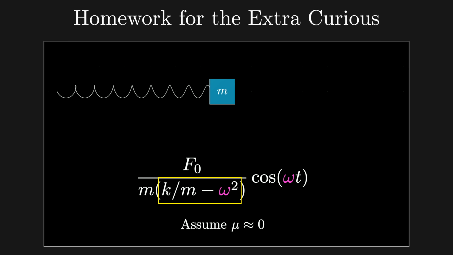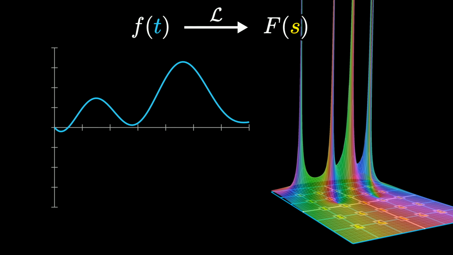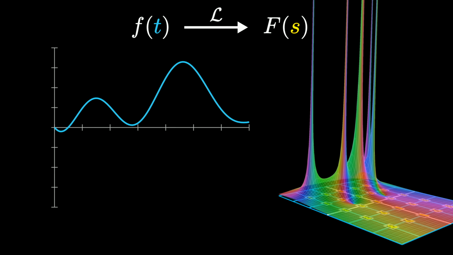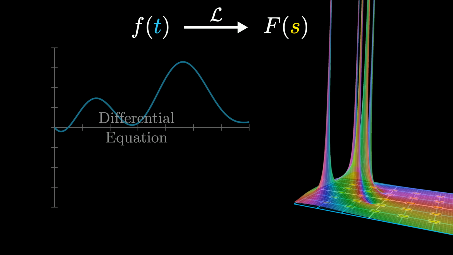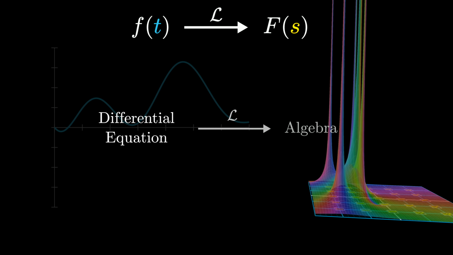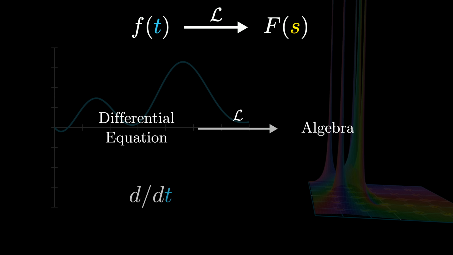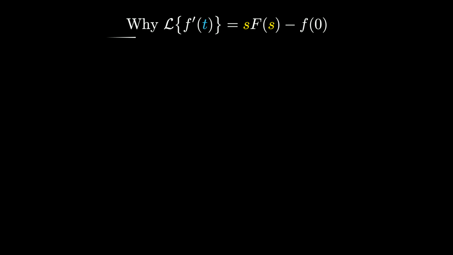Stepping out from the trees to look over the forest, you see what I mean about how Laplace transforms can turn a differential equation into algebra, and how it's all rooted in this third key property where a derivative in time turns into multiplication by s. So naturally, the burning question is, why is this property true in the first place? And like I said, I can think of 3 different ways to explain it.